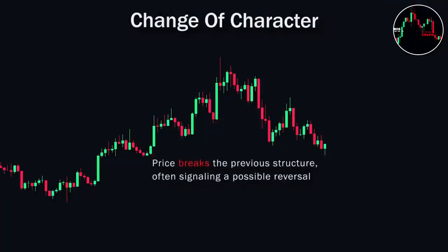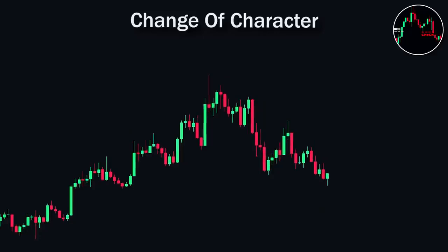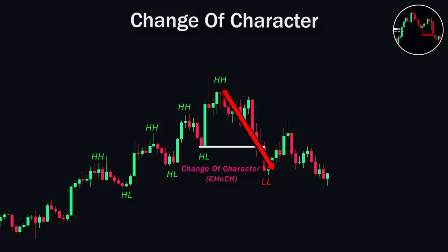Change of character. It occurs when price breaks the previous structure during a trend, often signaling a reversal from that current trend. For example, if the price is forming higher highs and higher lows, then it breaks the previous lows, forming lower lows. This is called a change of character.